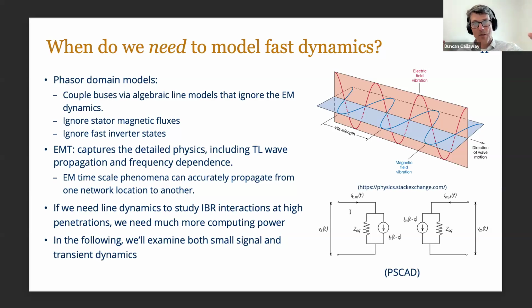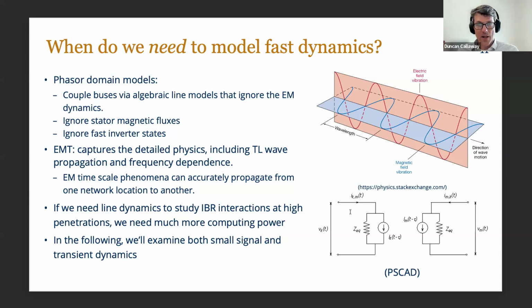And so we're at a point right now in the power system simulation world where as we add more complexity into inverters that have fast dynamic states, the default approach that people would take to ensure that they're capturing all the detail they need to do even a large scale area study is an EMT. And so clearly, if you need to study line dynamics, to study inverter-based resource interactions at high penetrations, then an EMT solver would require a tremendous amount of computing power, especially at large scale.